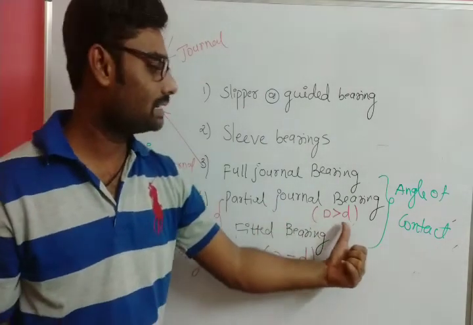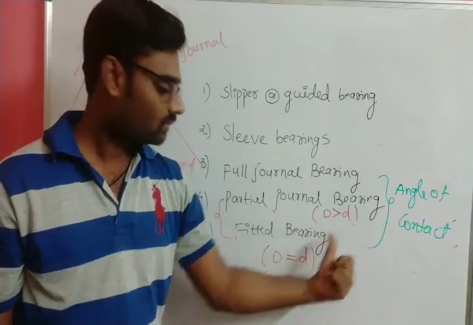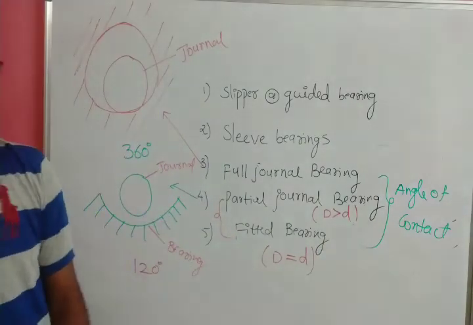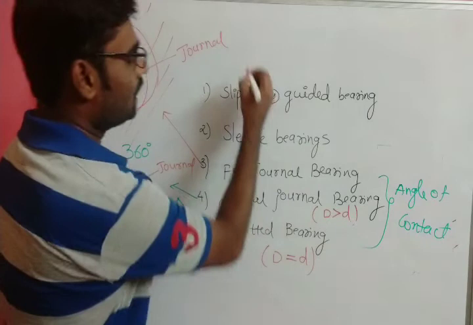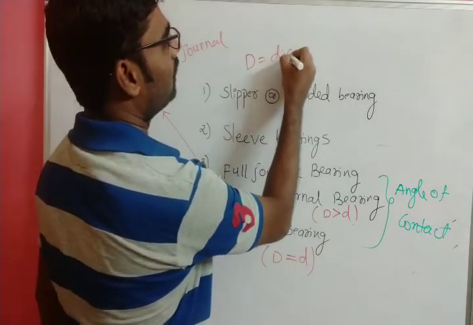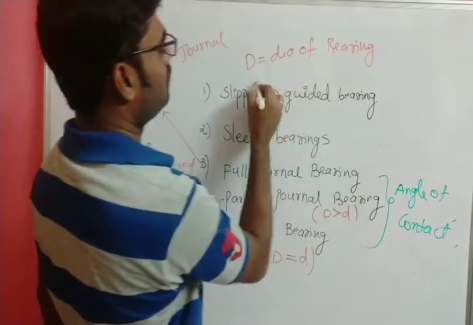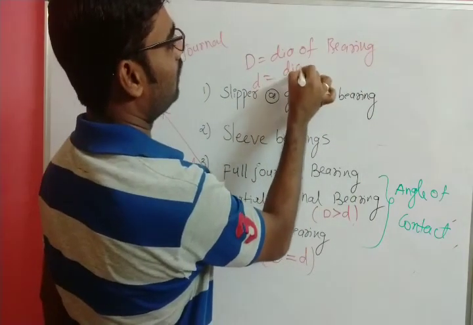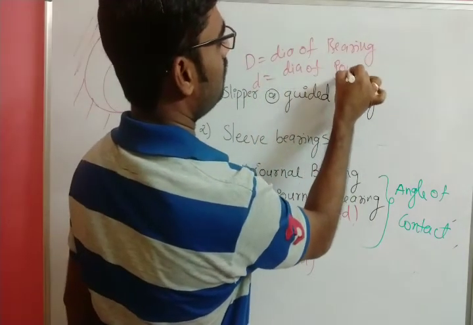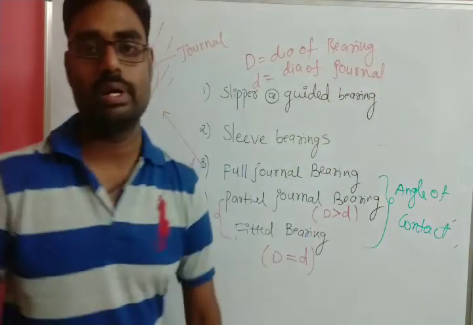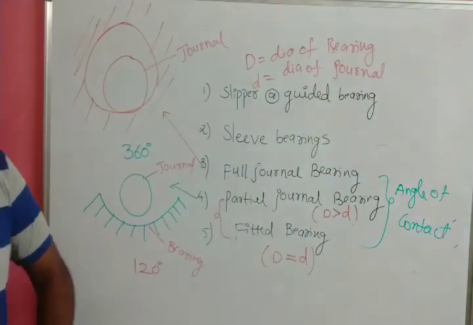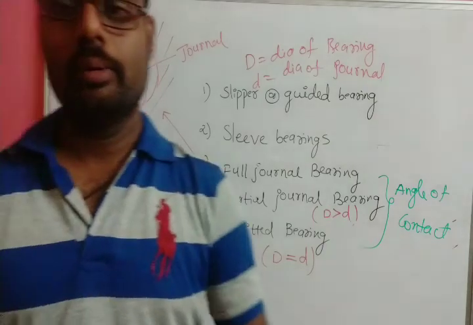In partial, D is greater than small d, whereas in fitted, D equals d. Capital D means the diameter of the bearing, and small d means the diameter of the journal or shaft. So these are the definitions, and they are very important.